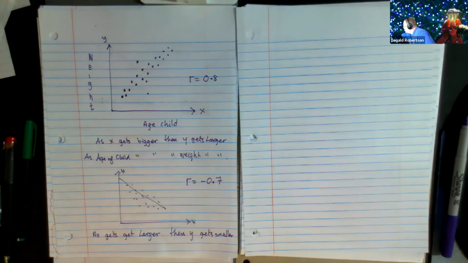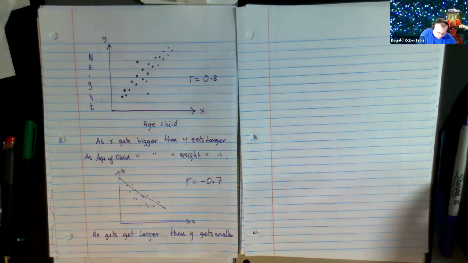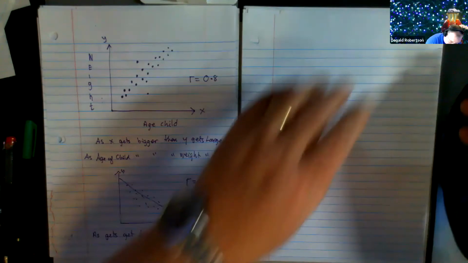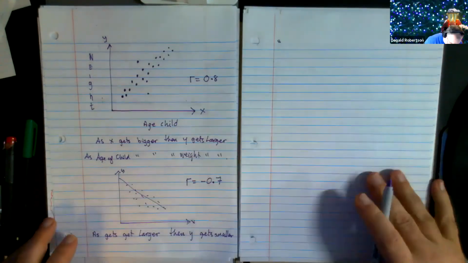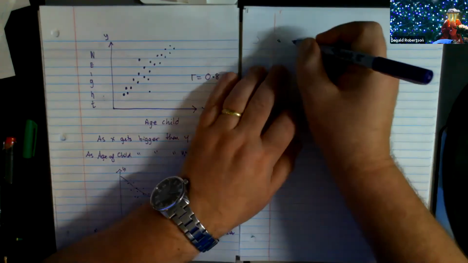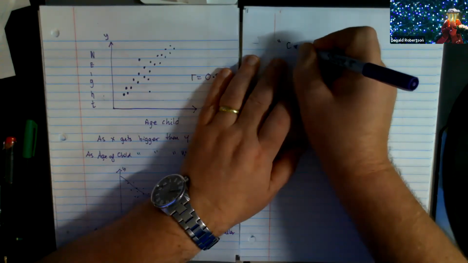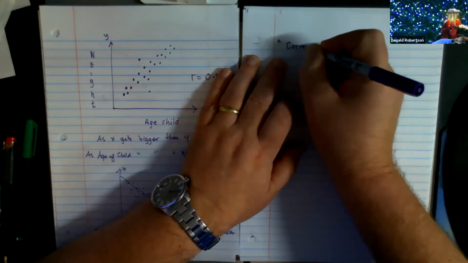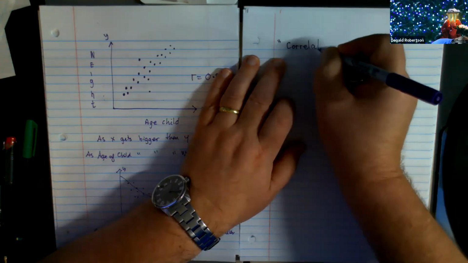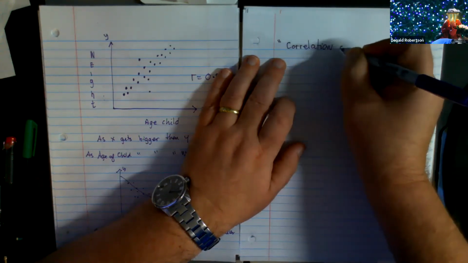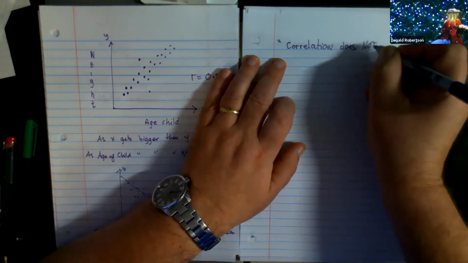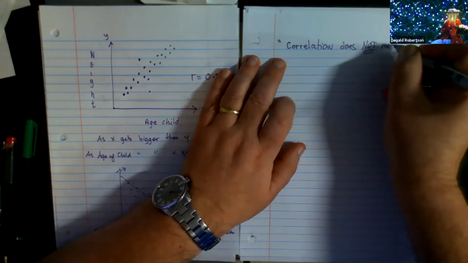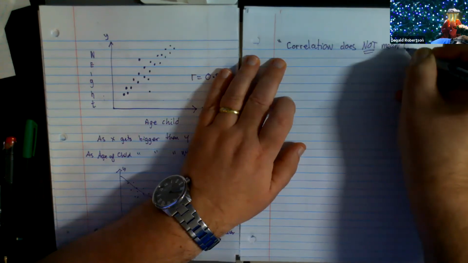The next thing we're going to talk about is a very important saying in linear regression. And it's: correlation does not mean causation.